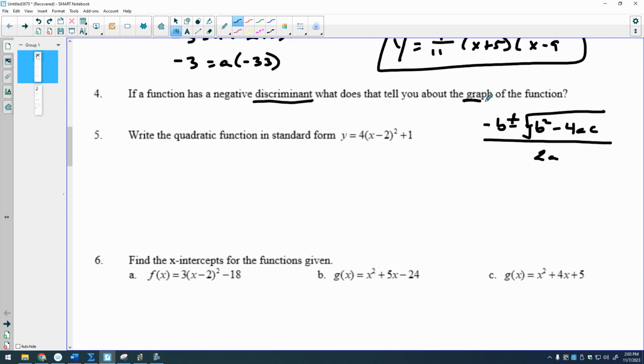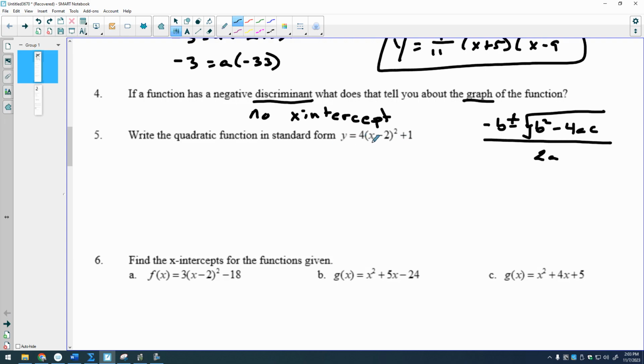Okay, that's what it tells me algebraically about my solutions. So think about what that tells me about the graph. If I have a negative discriminant, I have imaginary solutions, which means I have no x-intercepts. Because remember what the quadratic formula finds: it finds the value of x that makes my equation 0. The equation is what my y value represents. y equals this equation. If my solution is imaginary, then this will never be 0.